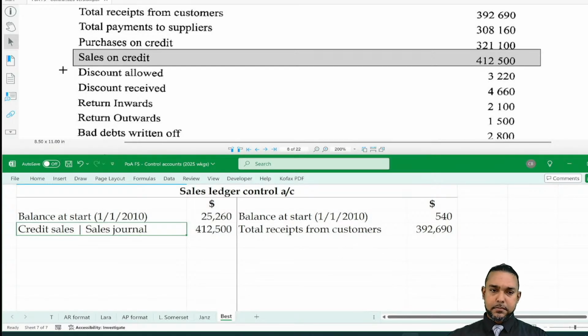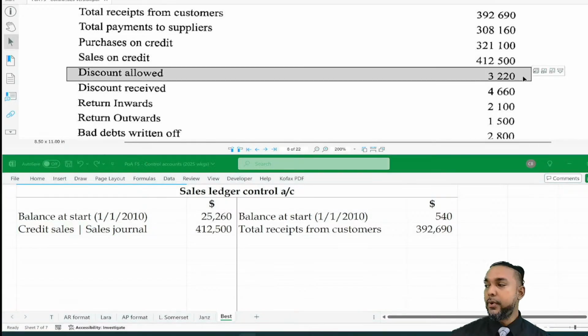Okay, right. Now, which of these discounts is relevant to the debtors control? If we receive discount, that implies that we're getting it, and you only get discount when you're making a payment. Do we pay our debtors? No, they're supposed to pay us. So in that case, if we are getting the money, we could allow the discount. So the relevant one is the discount allowed.